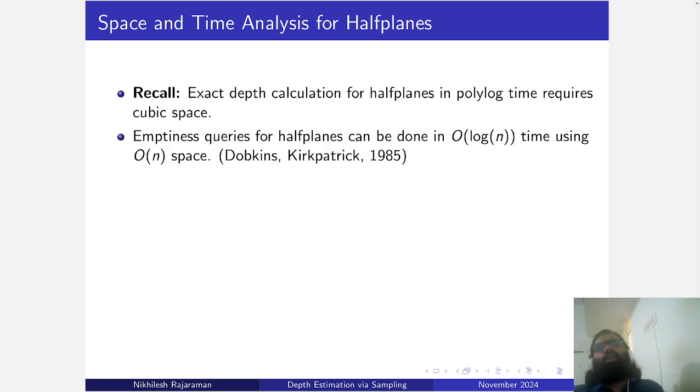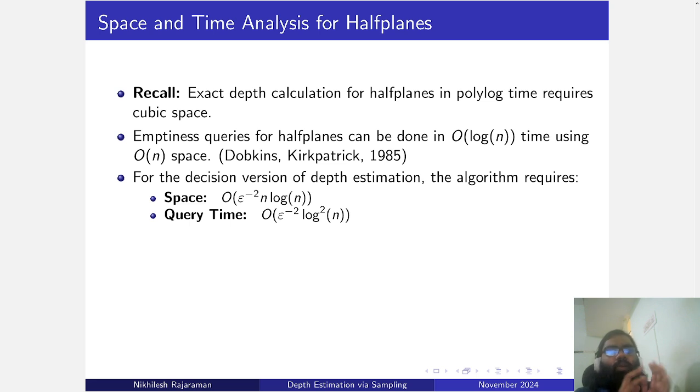Once again, the algorithm we described uses an algorithm for emptiness as a black box subroutine. For half planes in particular, as I mentioned in the last video, the problem of solving emptiness was solved by Dobkin and Kirkpatrick in 1985, and they came up with a linear space data structure that can answer emptiness queries in order log n time. So if we use this data structure and algorithm as a black box in our estimation problem, what do we get?